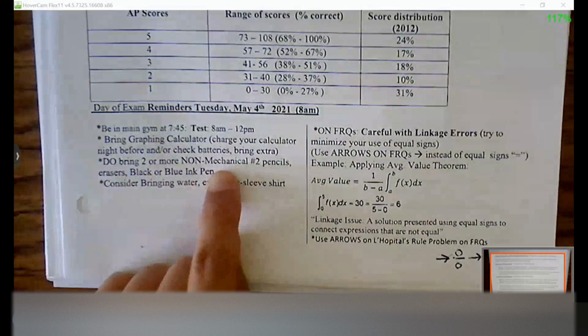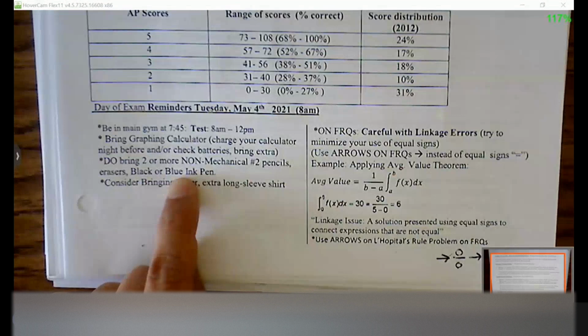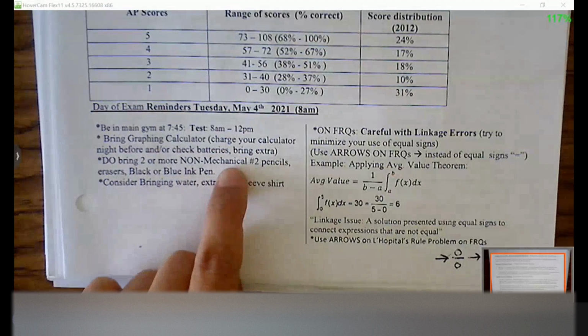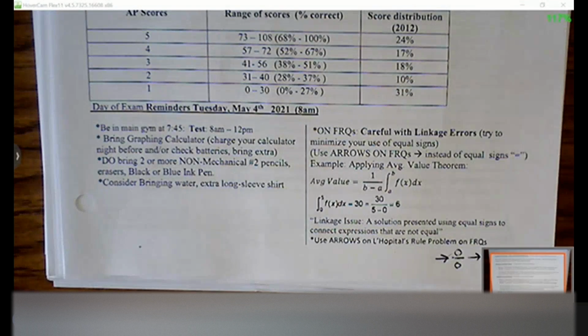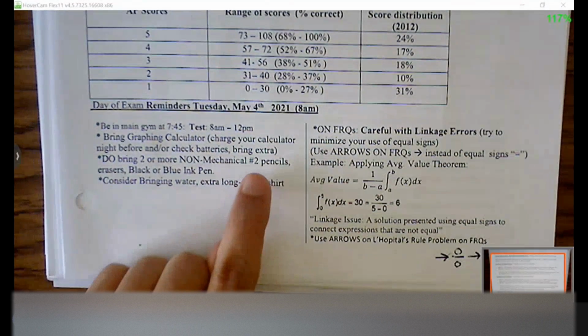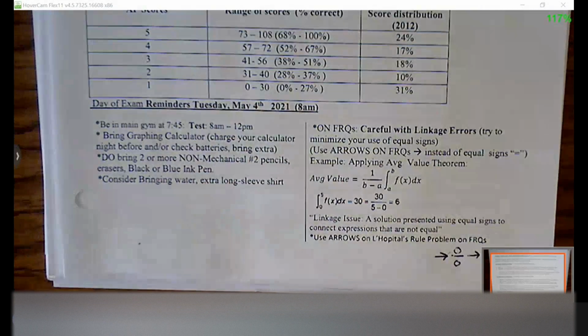Bring 2 or more non-mechanical number 2 pencils, and then also bring a black or blue pen. Oh, I forgot to mention from previous classes, you can work on your exam in pen if you want. For free response, you can work in pen if you're more comfortable writing in pen. Multiple choice sections, sure, work in pen, but when you get to the bubbling, make sure that you use a number 2 pencil. I don't know if there's an issue with a mechanical pencil, but I feel it's just safer to have a non-mechanical pencil. Everything shows up better.